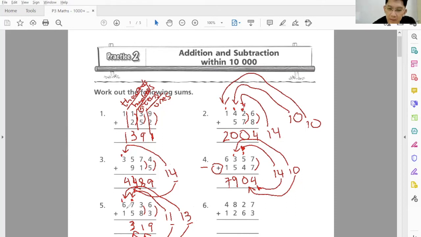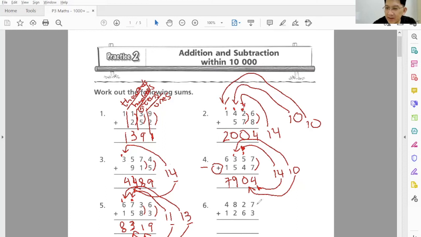And finally, we are doing that group now. So 6 plus 1 is 7, plus the 1 that we kept earlier on top. So that is 8 altogether. So the answer to 6,736 plus 1,547 is 8,319. All right, now let's move on to number 6.